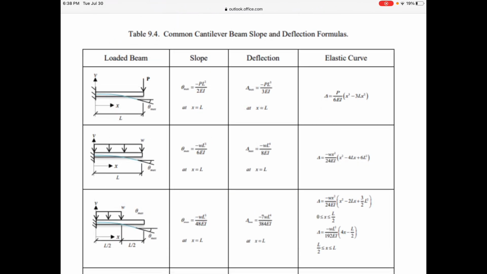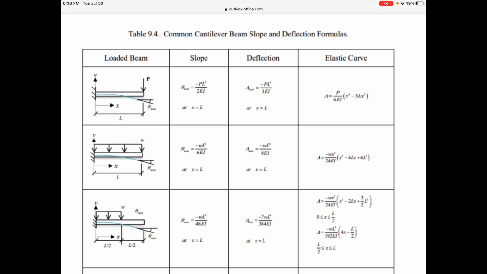Now, we have another table that gives us common cantilever beam slope and deflection formulas. So that earlier table was showing us simple beams. This table is showing us cantilever beams, so you have a fixed connection at one end and free at the other end. And you've got the same kind of information here.